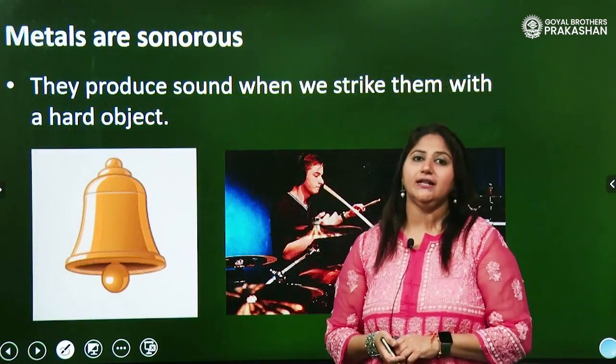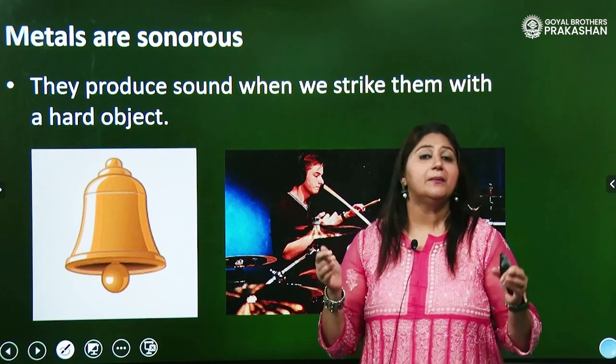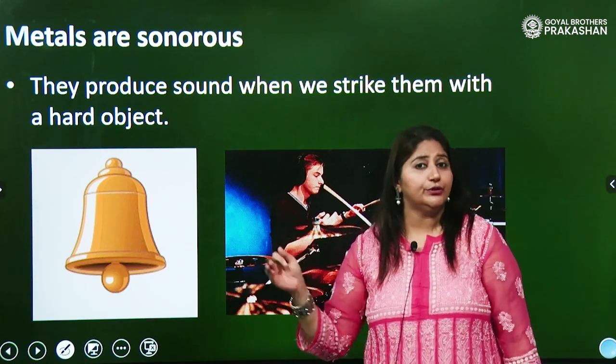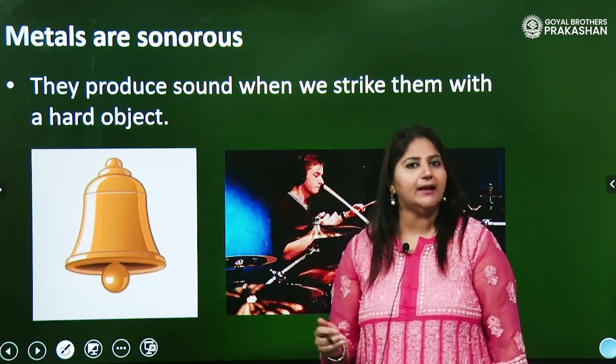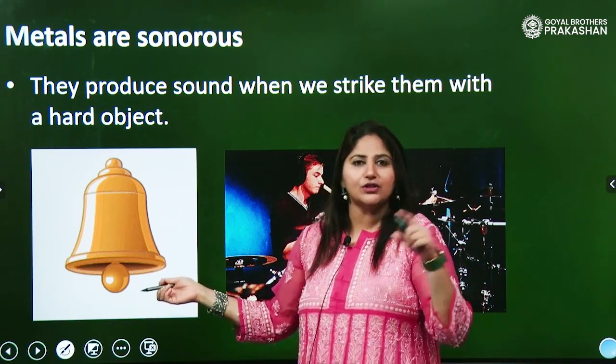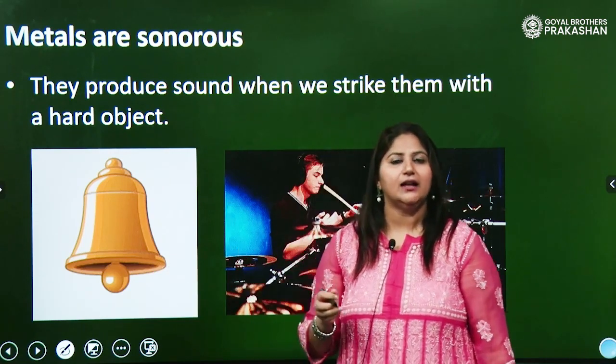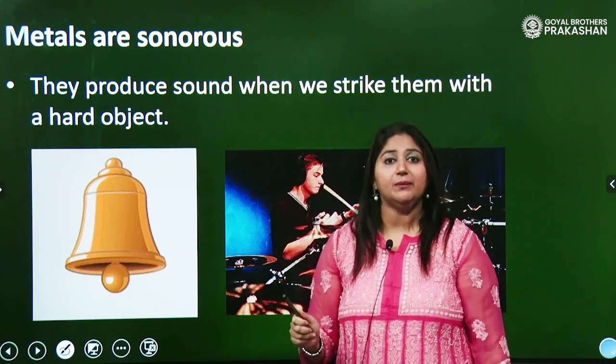So, children, now let's proceed further with the next property of metals, which is that metals are sonorous. Do you know the constituents of a school bell? Yes, this is the school bell. It may be like this or maybe round in shape, but still this school bell is actually made up of metal. And do you find any sound when it buzzes?